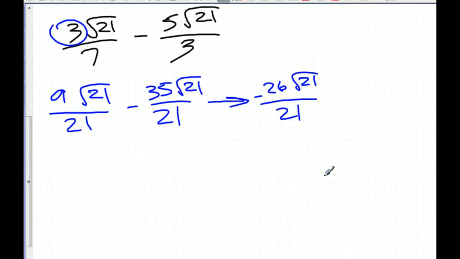No. How would you know whether 26 over 21 can reduce or not? One's odd and one's even. Okay, one's odd and one's even, but that doesn't decide it. What are my factors of 21? Does either one of those go into 26? No, just 2 and 13. So I'm done.